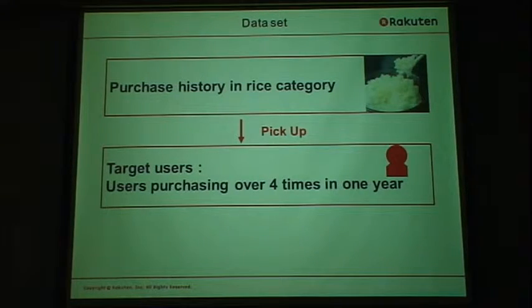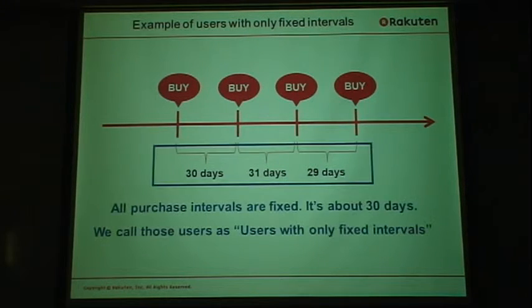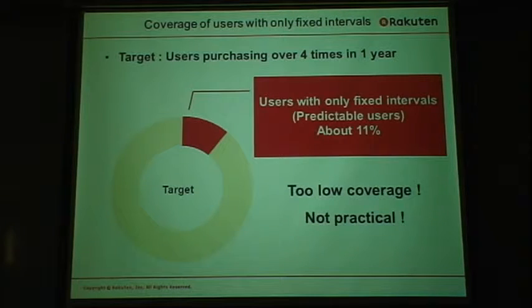So I'm going to take the rice category as an example, and I will pick up users purchasing rice over 4 times in 1 year as target users. This is one example of user behavior. This user has purchased rice at about 30 days intervals, so all purchase intervals are fixed. And this type of user accounts for only about 11% of all target users. It corresponds to our predictable users. So the coverage of predictable users is too low. So it's not practical for us to make a reminding system. So here we need to expand the coverage of predictable users more.